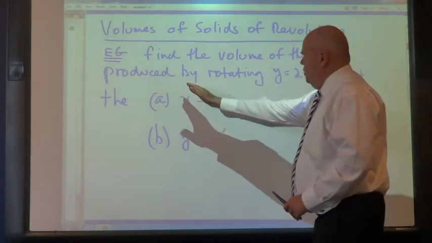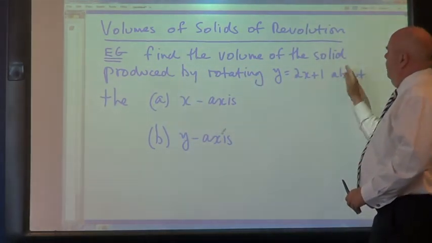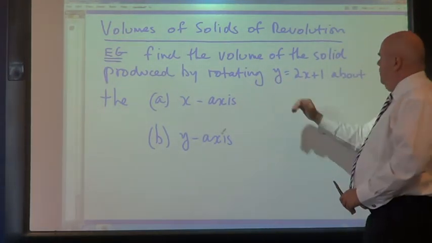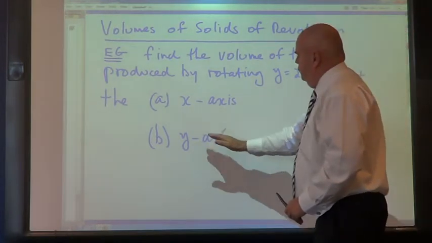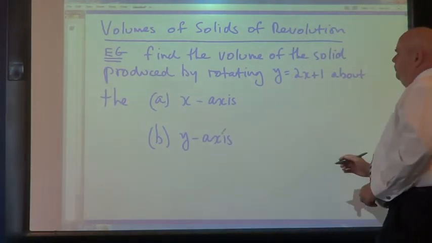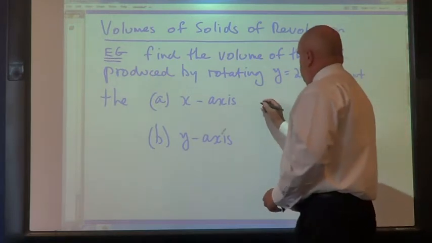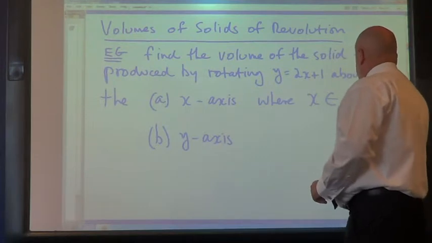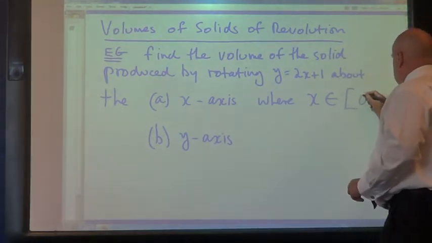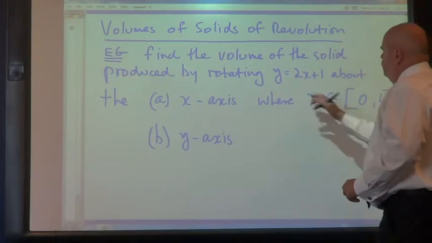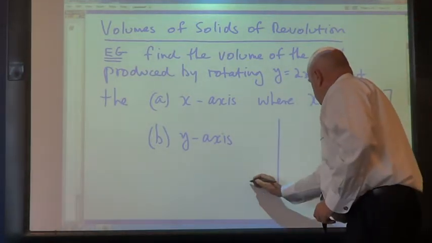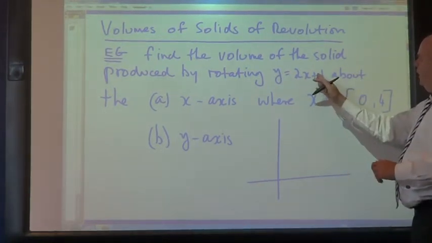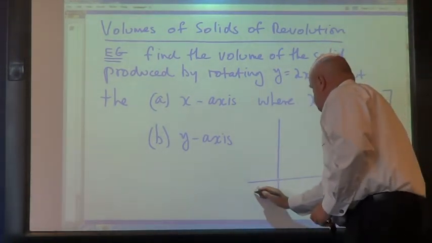Let's illustrate it by an example. We're going to find a solid that's produced by rotating a straight line around the x-axis, and then we're going to do it to the y-axis. If I was to plot that line on a number plane, 2x plus 1, so it's a straight line, it's going to have a y-intercept of 1, isn't it? It would look something like that.